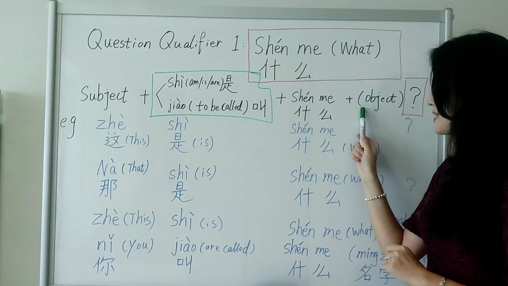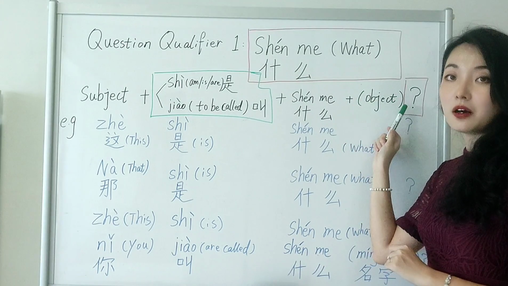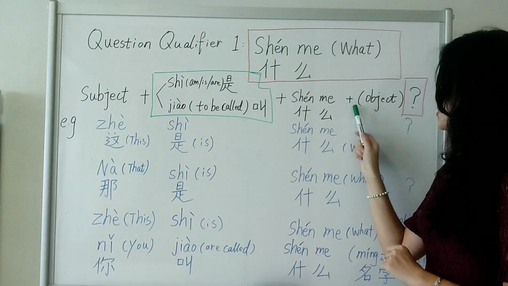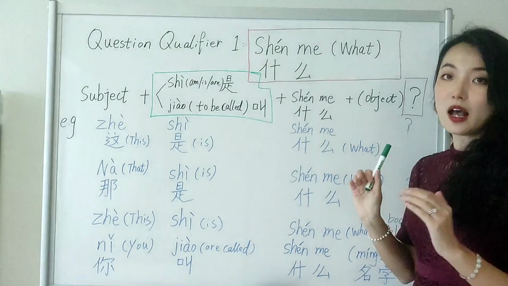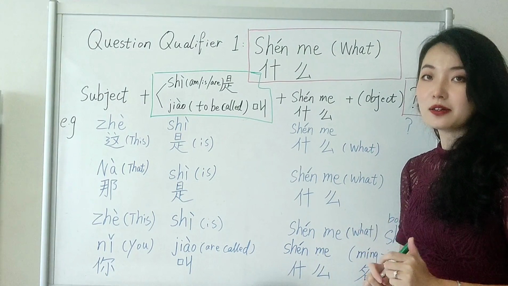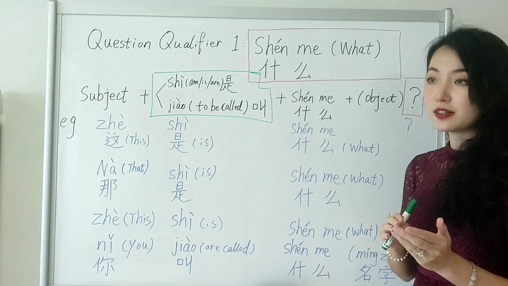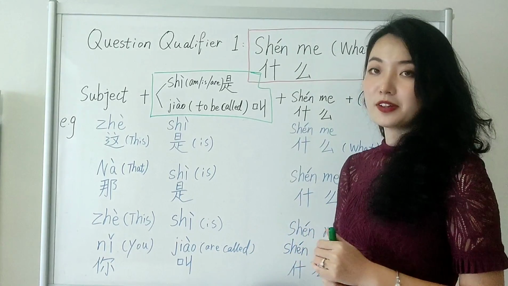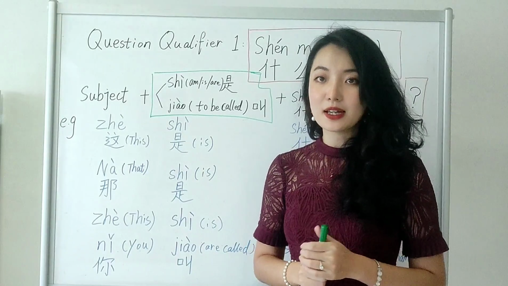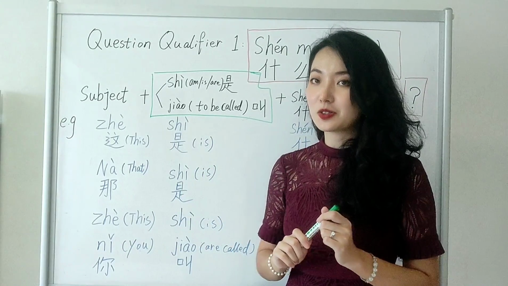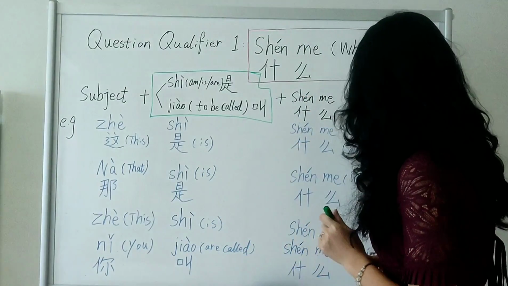And at last, there is an optional object. I put it into a bracket just means it's optional. In certain type of sentences, we include this object. In certain other type of sentences, we don't have to use it. We will give more examples to illustrate that point.